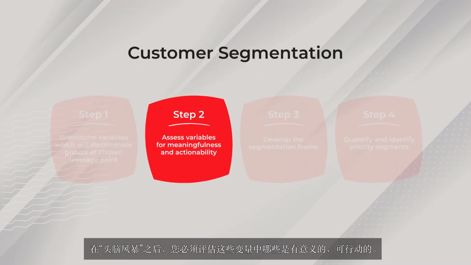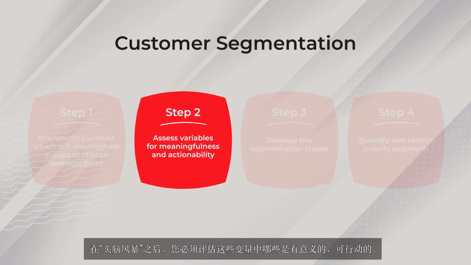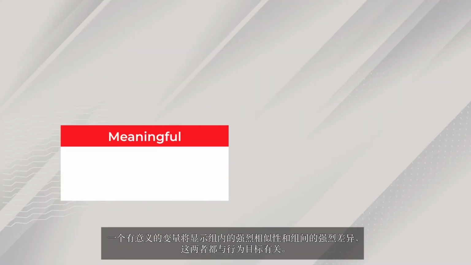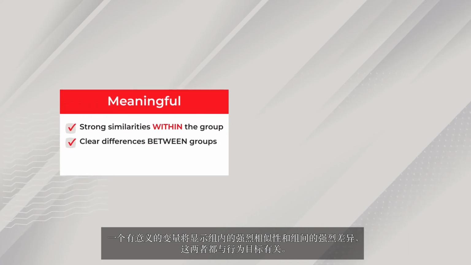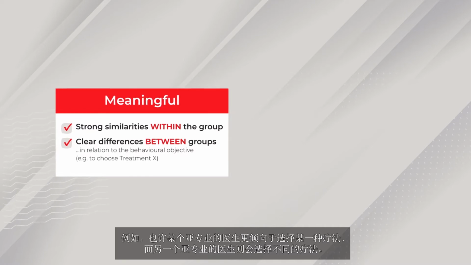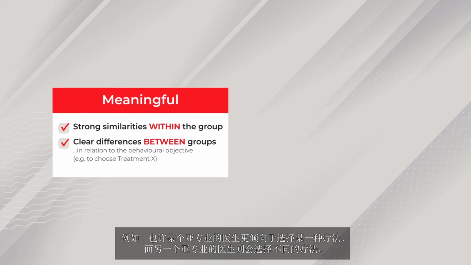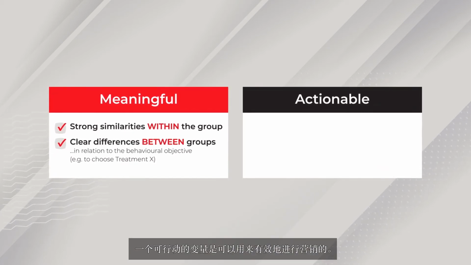Having brainstormed the available variables, you must then assess which of these are meaningful and actionable. A meaningful variable will show strong similarities within the group and strong differences between groups, both of which are related to the behavioural objective. For example, if physicians of one subspecialty more frequently favour one treatment choice, while another subspecialty choose a different treatment, an actionable variable is one that can be used to market effectively.